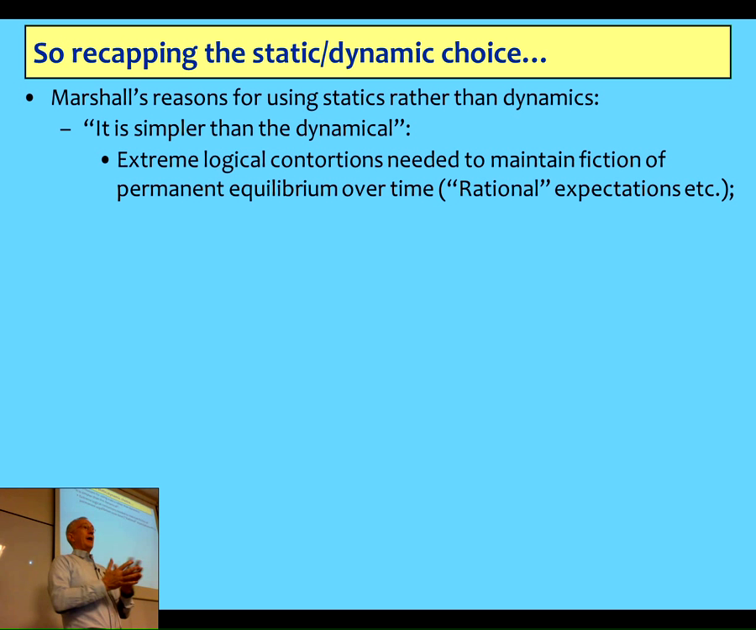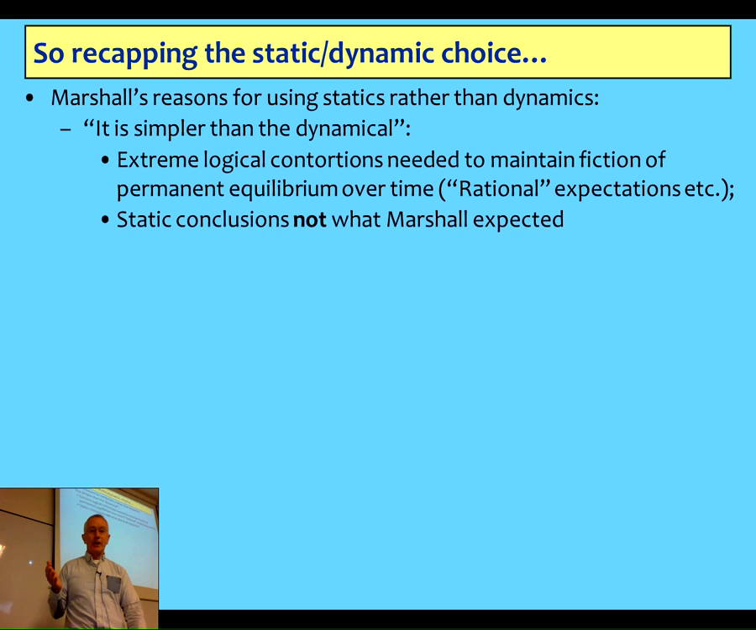You have to, for example, assume that people can predict the future. That is what rational expectations actually means. You look at what it means, it says you have a model in your head that means you can forecast the future accurately. And I'll show you literally quotes to that effect, talking about where rational expectations came from. That was needed to hang on to the belief in equilibrium through time.